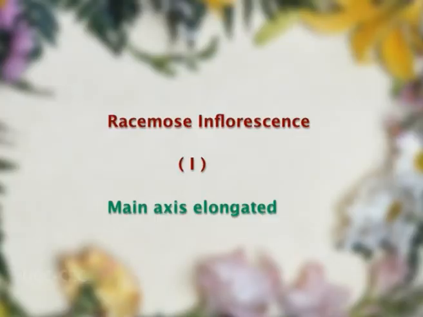Let us talk about the first category, that is where the main axis is elongated. In this case, the flowers appear on an elongated peduncle. This category has many subtypes. First, the simple raceme.